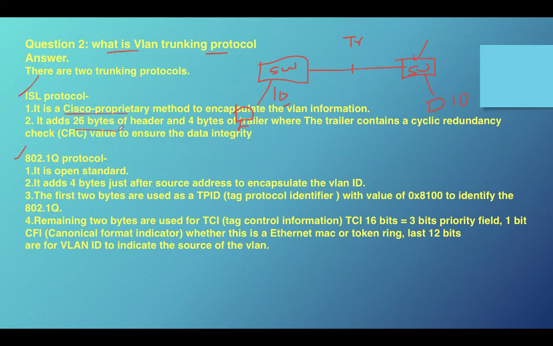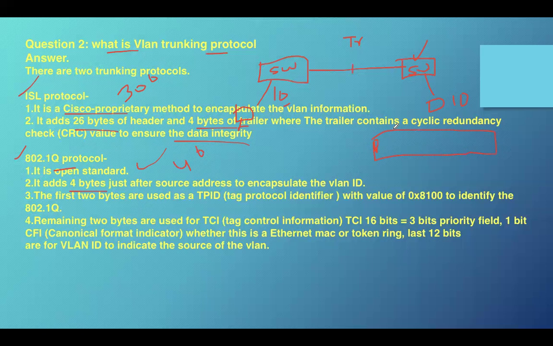It adds 26 bytes of header and 4 bytes of trailer, where the trailer contains the CRC value also to ensure data integrity. So ultimately, ISL adds 30 bytes of extra header, whereas .1Q is an open standard and it adds only 4 bytes of information. Where does it add it? They also ask where the .1Q gets added.